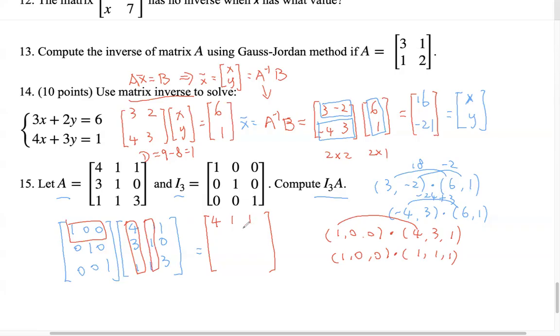So in the end, you just get 4, 1, 1, 3, 1, 0, 1, 1, 3. It's still the matrix A, because a matrix multiplied by the identity matrix doesn't change.